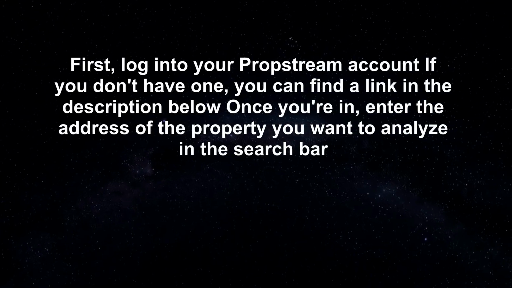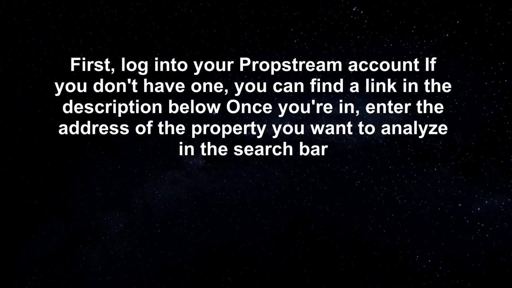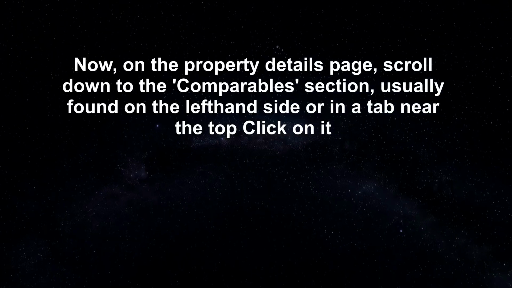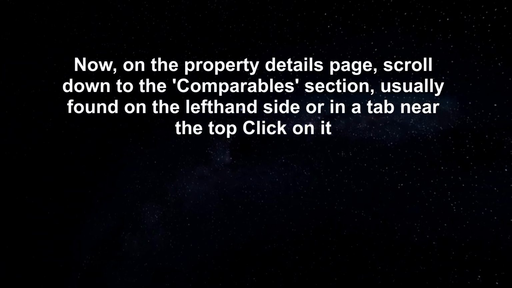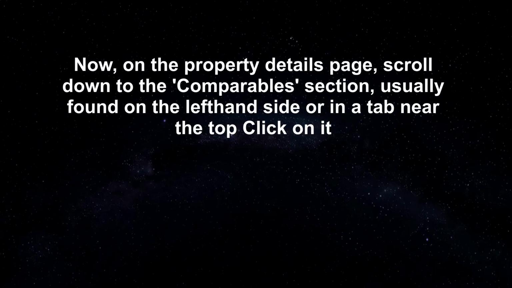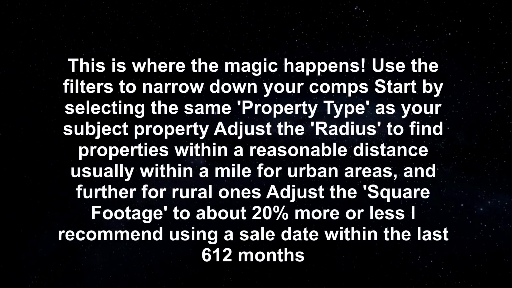Once you're in, enter the address of the property you want to analyze in the search bar. Now, on the property details page, scroll down to the comparables section, usually found on the left-hand side or in a tab near the top. Click on it. This is where the magic happens.